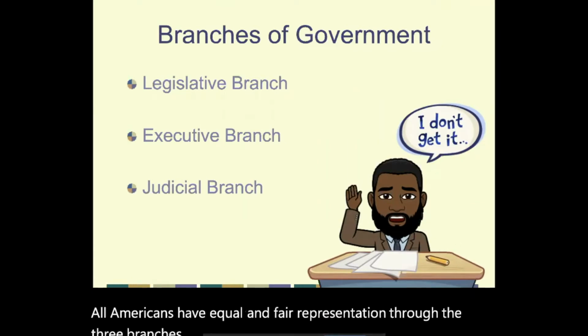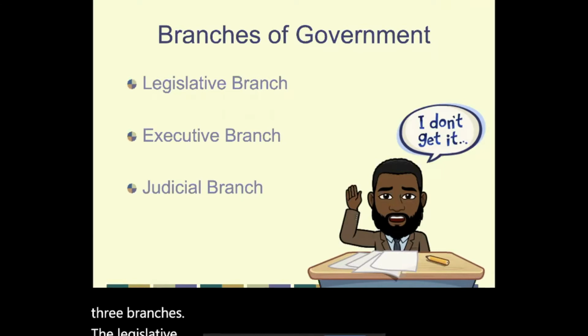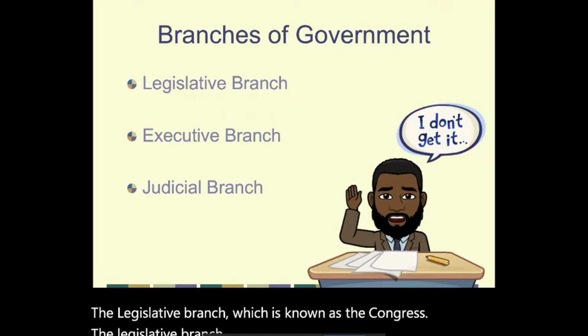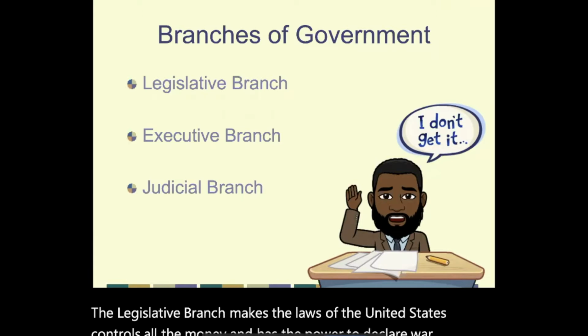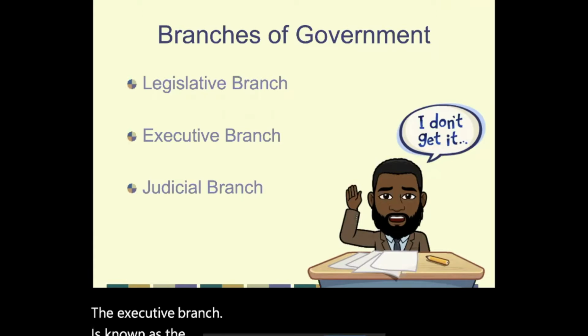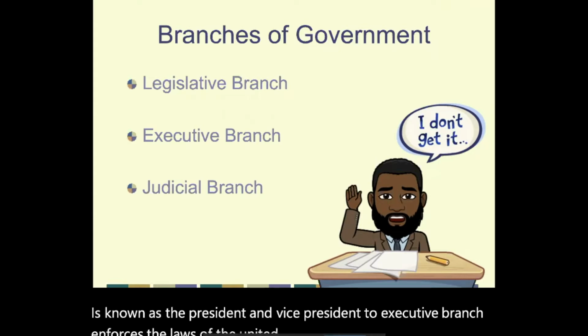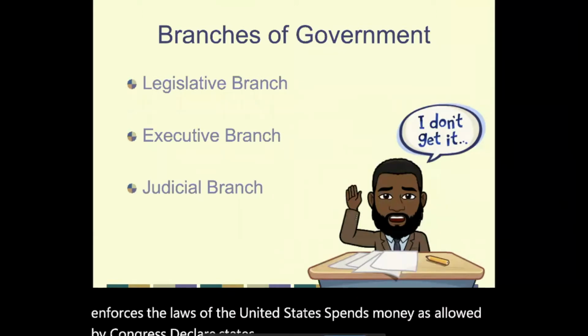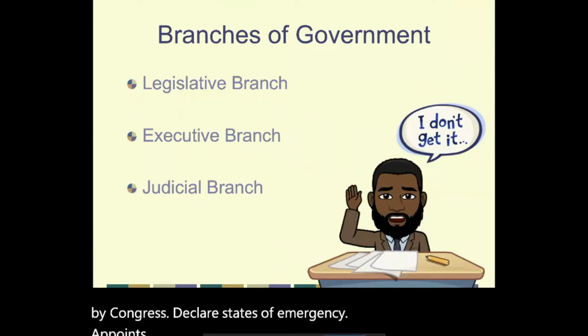The legislative branch, which is known as the Congress, makes the laws of the United States, controls all the money, and has the power to declare war. The executive branch is known as the president and vice president. The executive branch enforces the laws of the United States, spends money as allowed by Congress, declares states of emergency, appoints judges to the Supreme Court, and grants pardons for crimes.